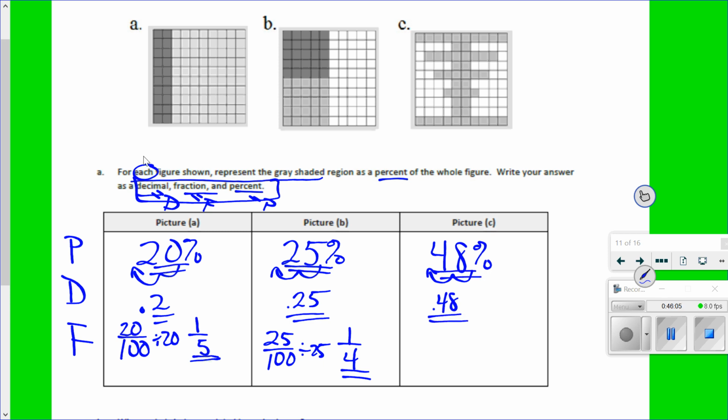Turn it into a fraction. Write the number, put it over 100. What can I divide both those by? 2. So I divide them both by 2. That gives me 24 over 50. Check again. Can I divide both those by something? 10.